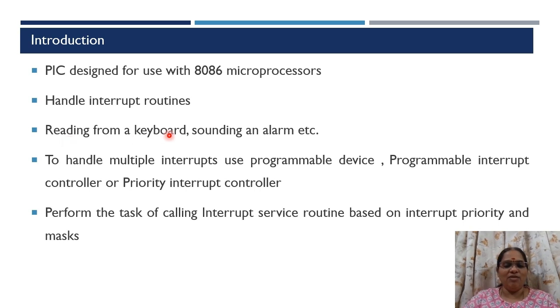So it can be reading data from a keyboard, an input device, or sounding an alarm for an output device. So to handle multiple interrupts, we use this programmable interrupt controller, or you can also say it is a priority interrupt controller. Once an interrupt comes, automatically the service routine has to be executed. That is, the program corresponding to the interrupt has to be serviced based on the priority of the interrupts we have assigned, and also if you have masked a particular interrupt, that also will be taken into consideration. So we'll see how that works in this microprocessor.